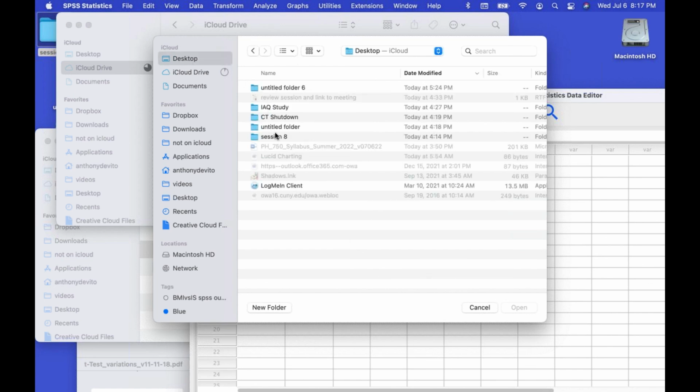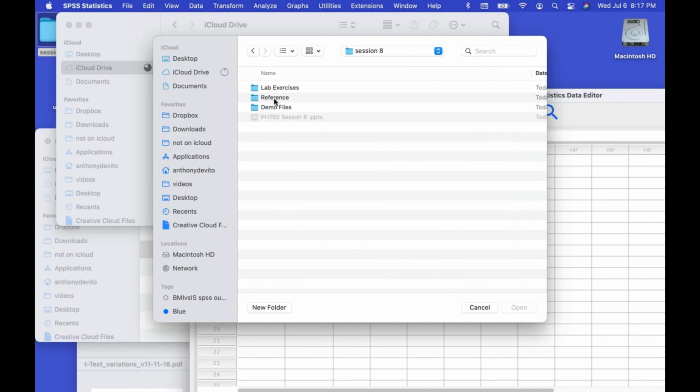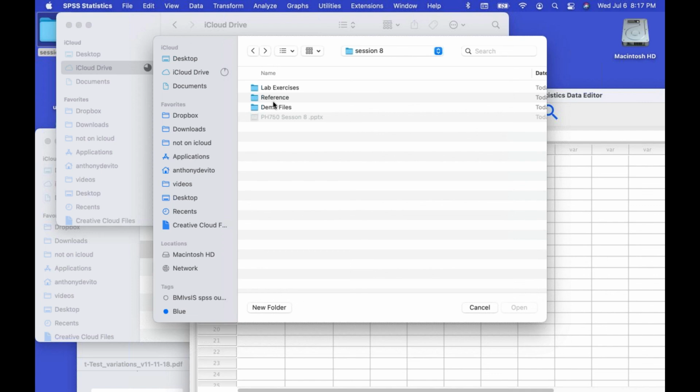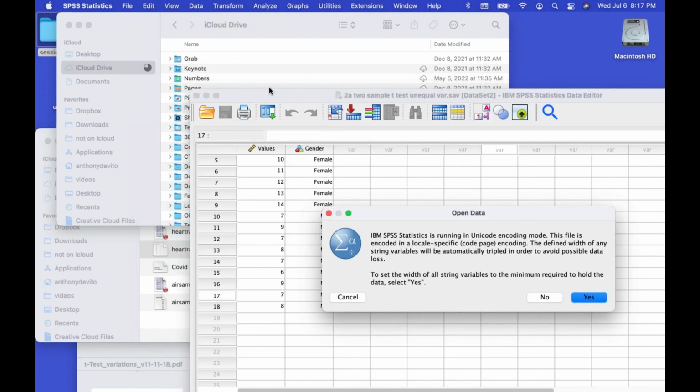Yeah, don't worry about this. The formatting on this file is older than the current version of SPSS, but it works fine. I don't have to worry about it. Just say yes. Okay, so here are all the different variables.